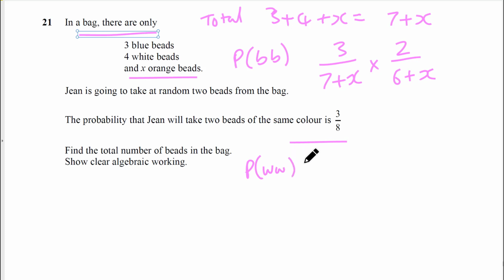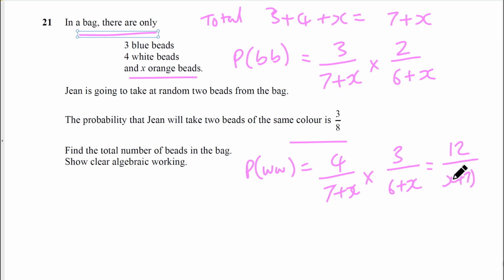P(WW) is going to be 4 over 7 plus x times 3 over 6 plus x. Right, let's simplify that out first. So that's going to be 12. I'm going to keep that in the bracket for now. I'm going to write it this way, so it's going to be easier to expand for later. x plus 7, x plus 6.